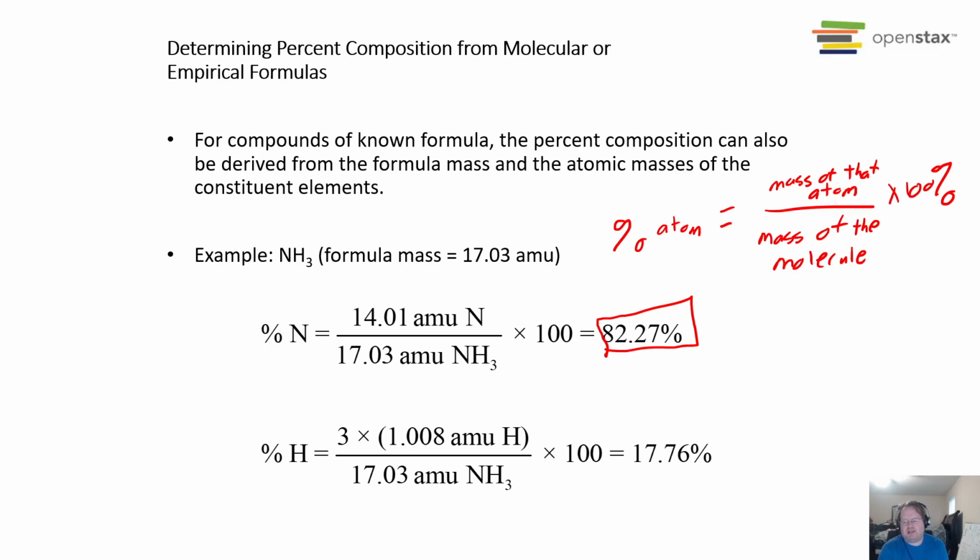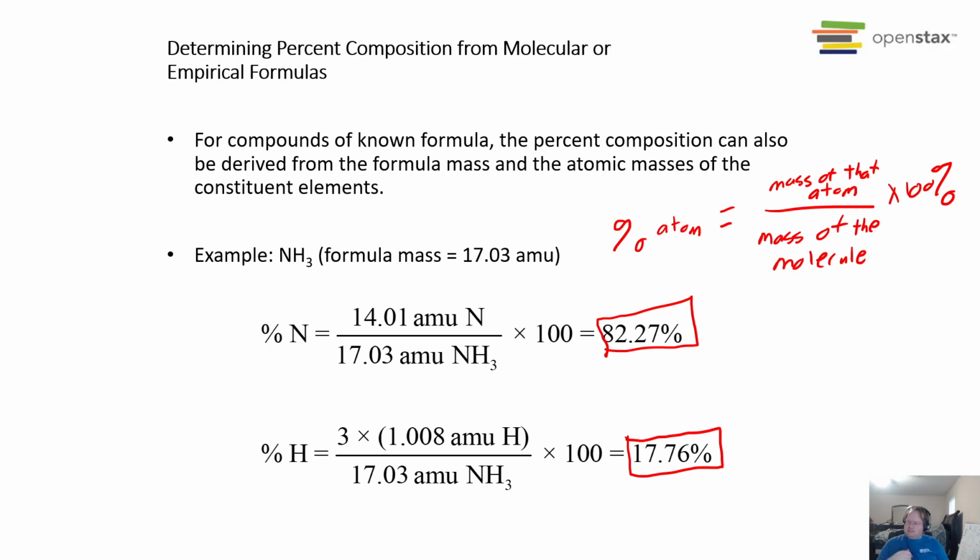One hydrogen has a molar mass of 1.008 AMUs, or grams per mole, but there are 3 of them, so I have to multiply it by 3. So we have 3 times that divided by 17.03. We work that out and get 17.76% hydrogen. If you have NH3, no other atom should come out. So you should get these 2 percentages in any test where you thought you had NH3. That's the idea. This is what we would expect to see.